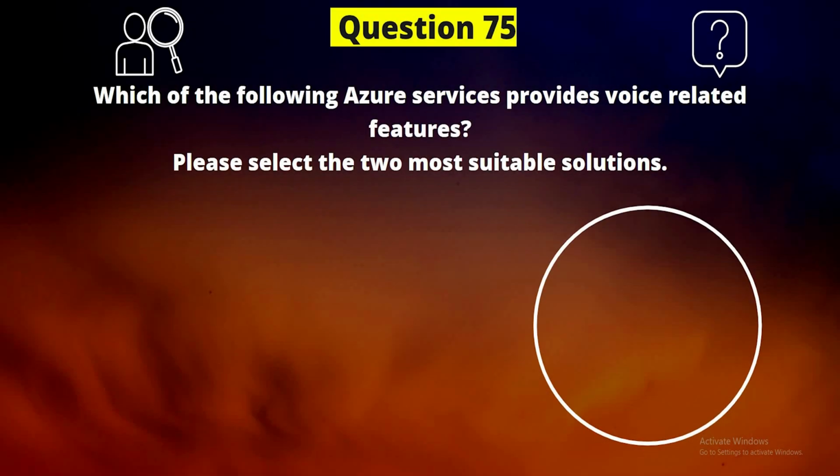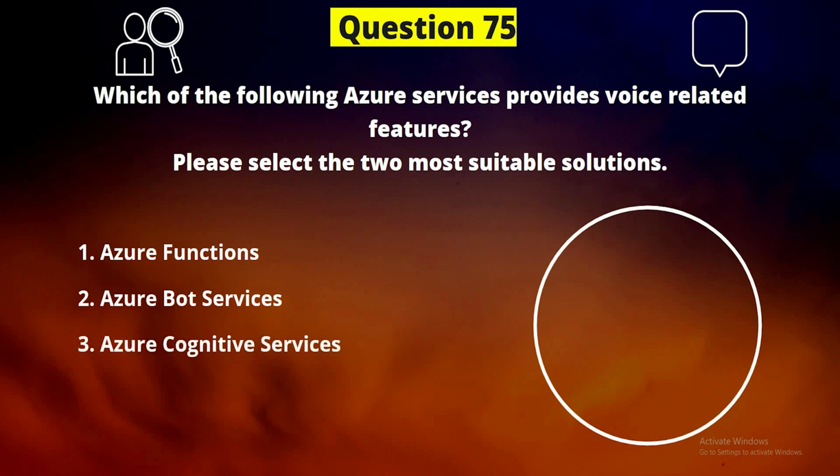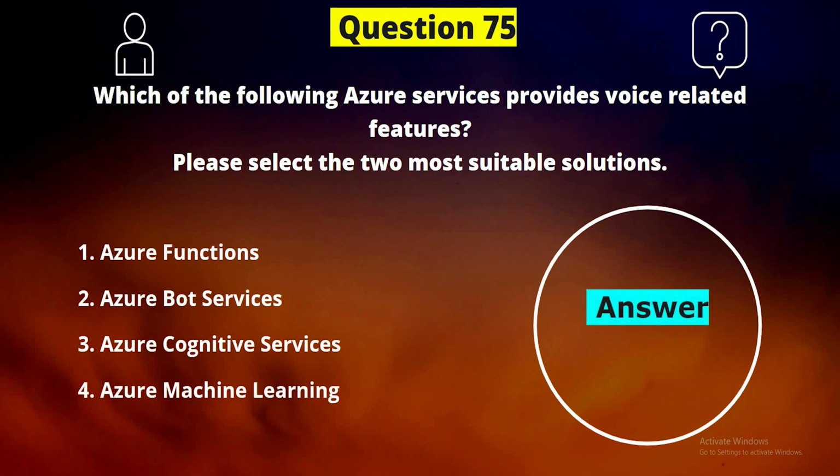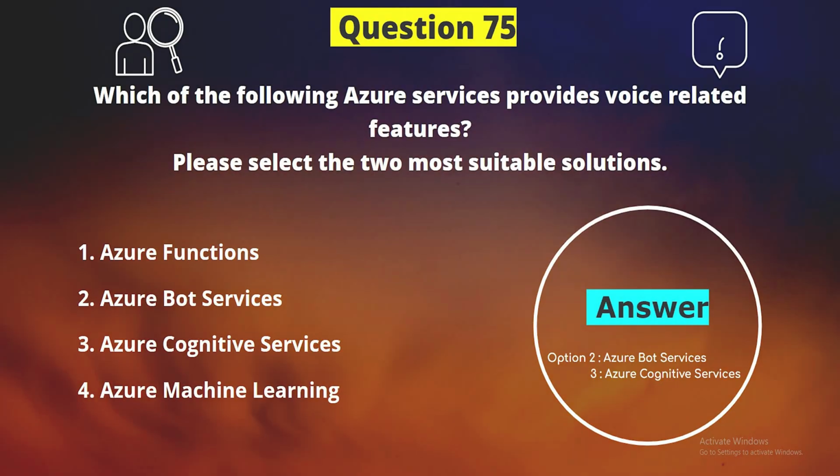Question 75. Which of the following Azure services provides voice-related features? Please select the two most suitable solutions. And the options are Option 1, Azure Functions. Option 2, Azure Bot Services. Option 3, Azure Cognitive Services. Option 4, Azure Machine Learning. And the correct answers are Option 2, Azure Bot Services, and Option 3, Azure Cognitive Services.